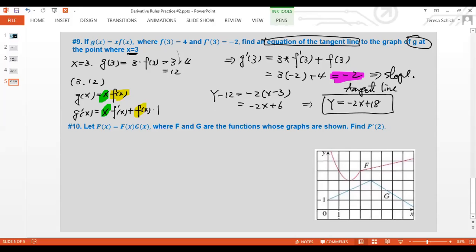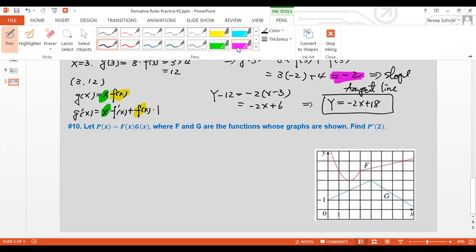Okay, so now this one, number 10, I really like it. I think this is a very good problem to see whether you understand or not. So the first thing, let's take a look at what they want us to do.